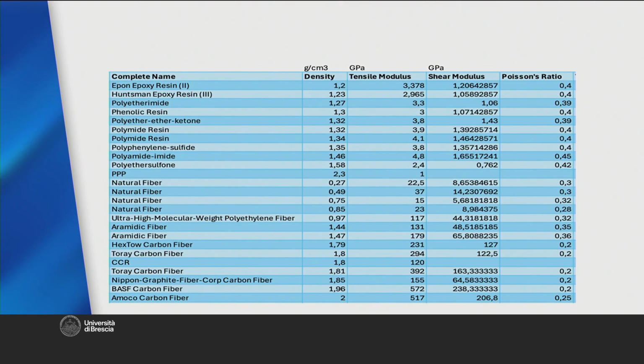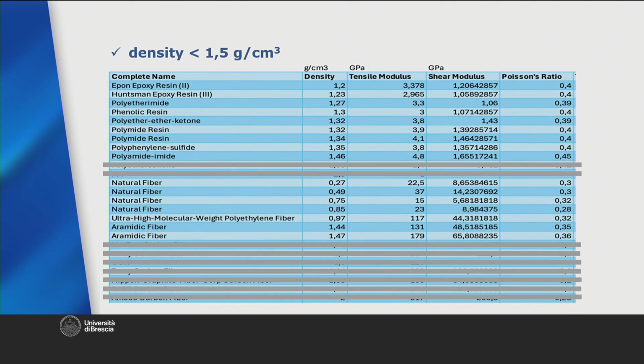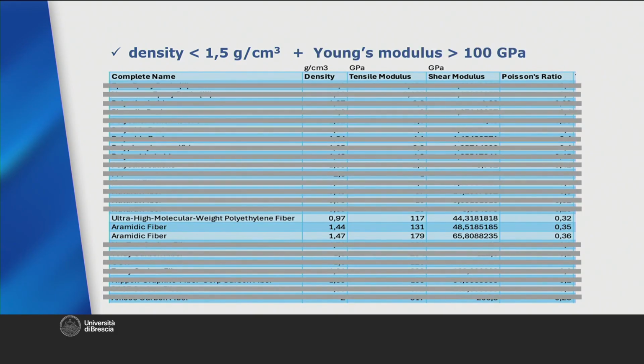By comparing this data and taking into account the specific requirements of the project, it is possible, right from the early stages, to significantly reduce the huge number of available materials. For example, by applying a filter for a maximum density value, you get a narrower set of materials. Then, by setting a minimum value for the Young's modulus, the set is reduced even further. In this way, choosing the most suitable material becomes simpler, faster, and more effective.